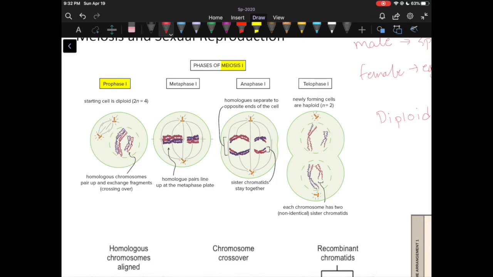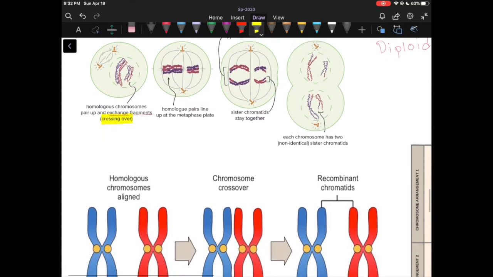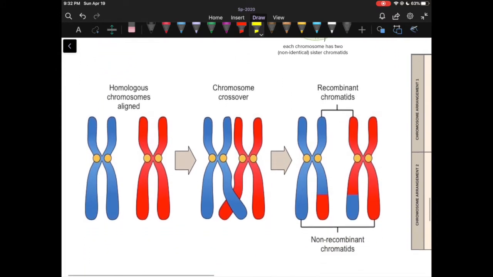So, like I mentioned before, it's going to have a similar starting process to mitosis, where we have our starting cell that's diploid. But something important here is that in prophase 1, our homologous chromosomes exchange fragments, also known as crossing over. Okay, and they do this to increase the genetic diversity and exchange alleles. So this diagram down here is going to show you how that happens.